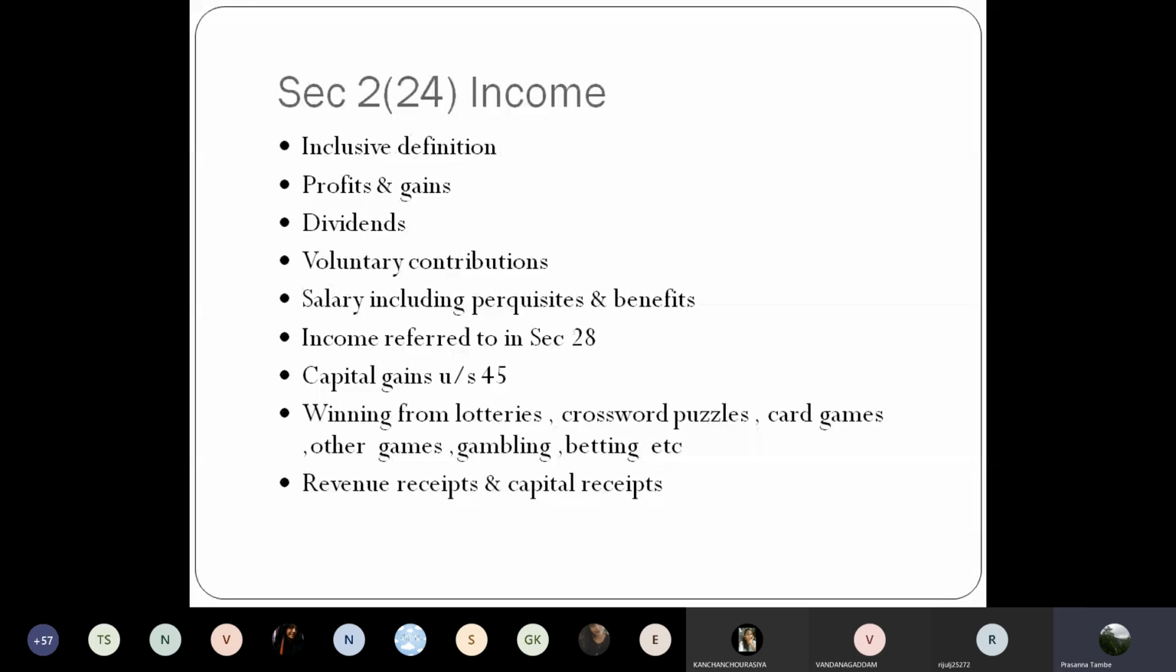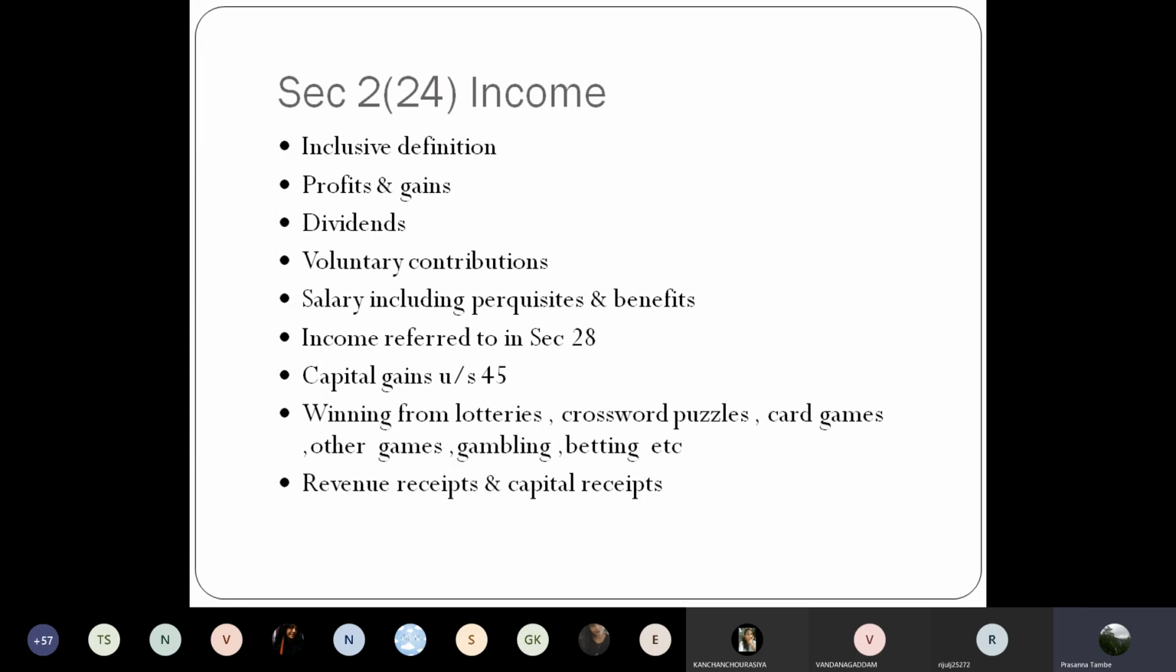Then you have some windfall gains. Windfall gains are unexpected gains, like you buy a lottery ticket and you win the prize. Or there are winnings from crossword puzzles, card games, other games, gambling, or even betting, like horse races, other types of races. Now, these are sort of windfall gains, okay? But these windfall gains are also treated as a part of your income. So income includes winnings from lotteries, crossword puzzles, various types of games, including card games, gambling, betting, car races, horse races, everything.